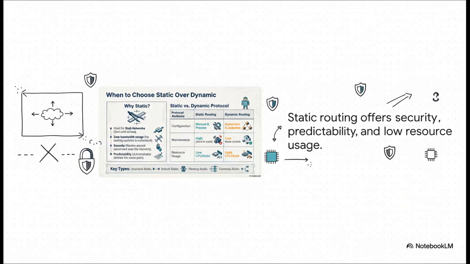Here's the side-by-side breakdown. Static routing really shines in certain situations, especially for what we call stub networks. Those are just simple networks that only have one way in and one way out. Because there are no chatty routing updates being broadcast all over the place, it uses literally zero bandwidth for overhead. And from a security perspective, the routes aren't advertised, which makes the path super predictable and a whole lot less vulnerable. Bottom line, it's lean, it's efficient, and it is precise.